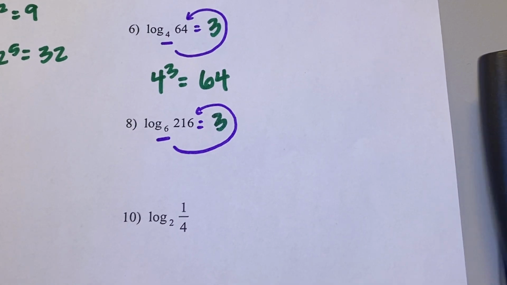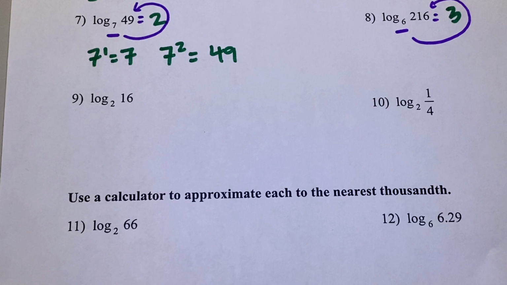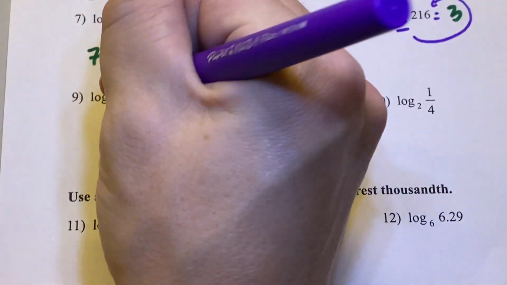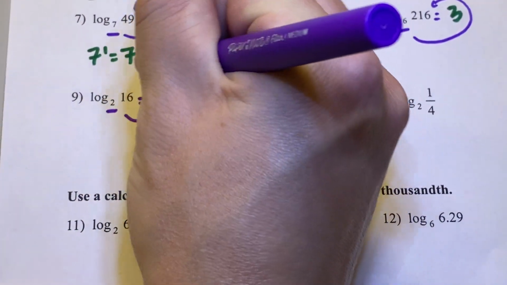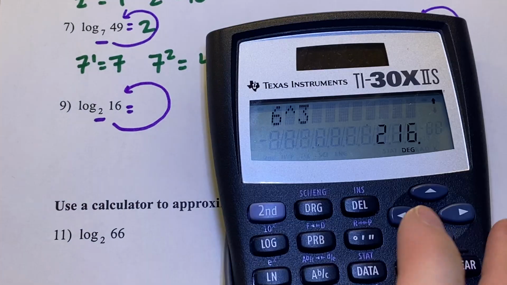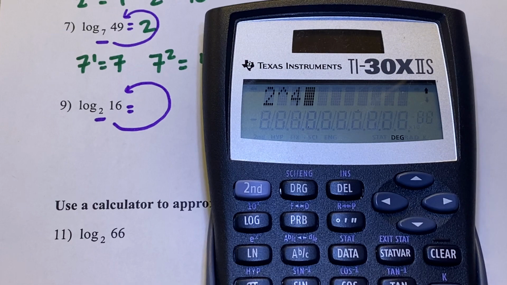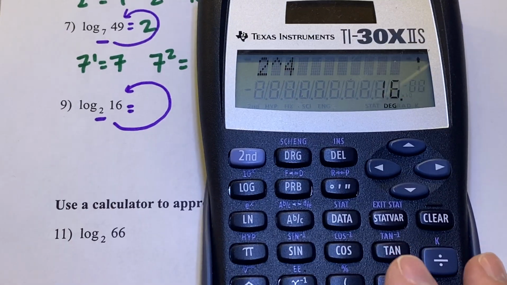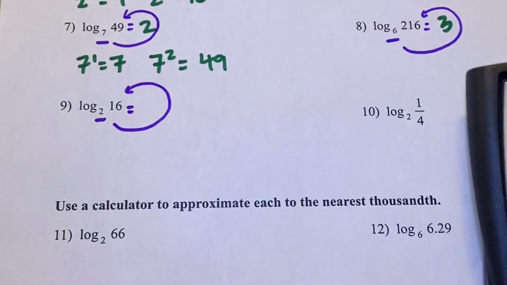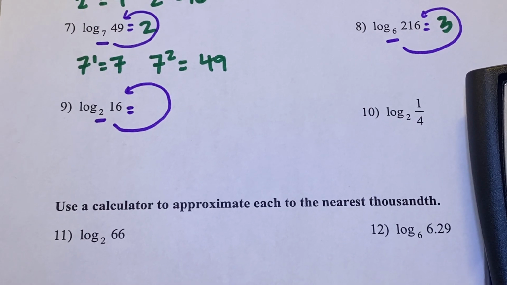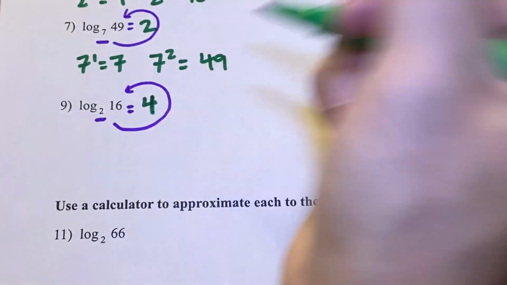Let's try that again in number 9. 2 to the power of what is going to give us 16? Let's do some guess and check in our calculator. 4. Okay, let's try 2 to the 4th power. Braden's absolutely right. It gives me 16, which means my answer for log 2 of 16 is 4.